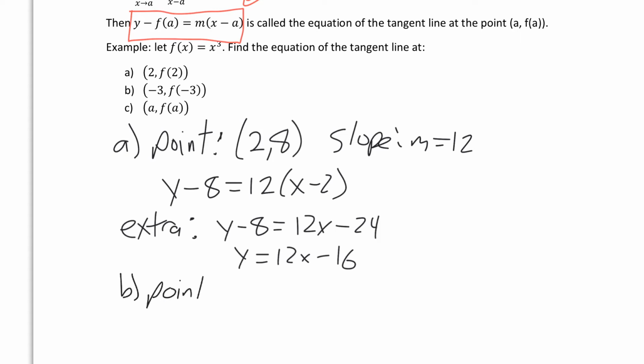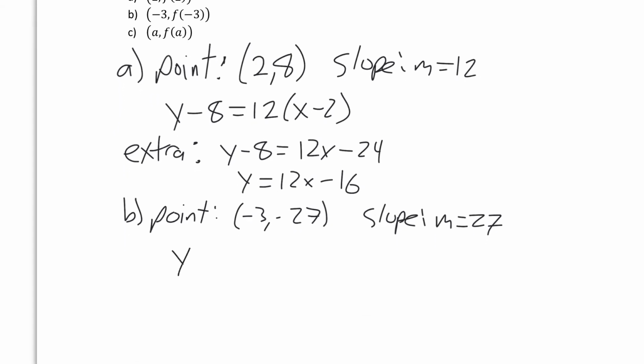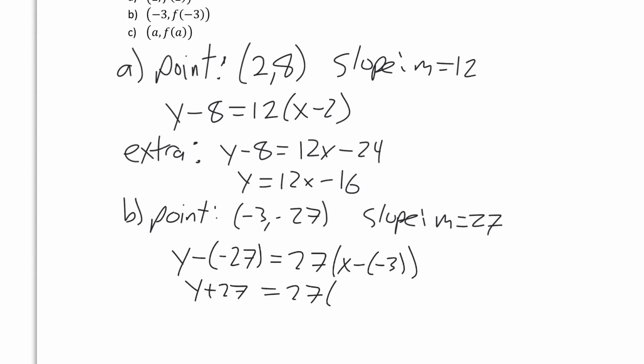So we had a point, which was at negative 3, negative 27. And we had a slope, which was m equal to 27. And so we just plug those into our formula. So y minus y1, so subtract negative 27, is going to be 27(x subtract negative 3). Now again, just for extra, you could turn this into y plus 27 and you could turn this into x plus 3. But you don't have to. You're welcome to just leave it in this form here.